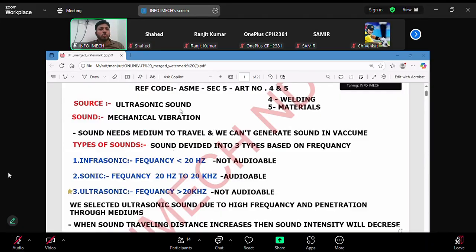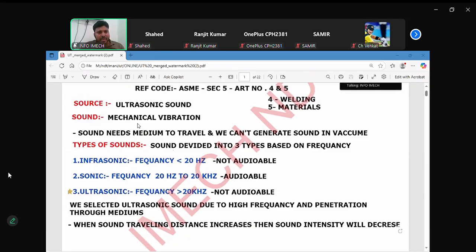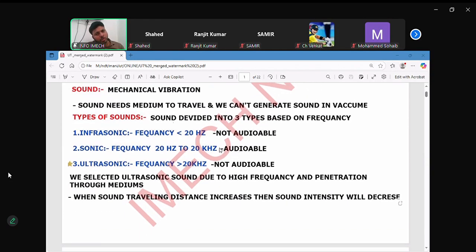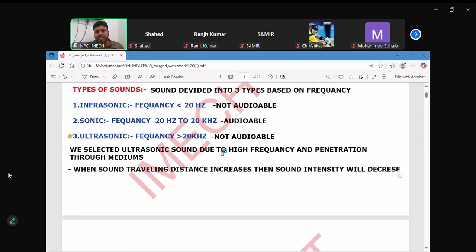Thank you. Source: mechanical vibration. Sound is a mechanical vibration, which means it needs a medium to travel. We can't generate sound in a vacuum. Types of sounds: three types, infrasonic, sonic, and ultrasonic. In that, only sonic is audible; infra and ultra are not audible. Our selected sound is ultrasonic sound, with high frequency and penetration.